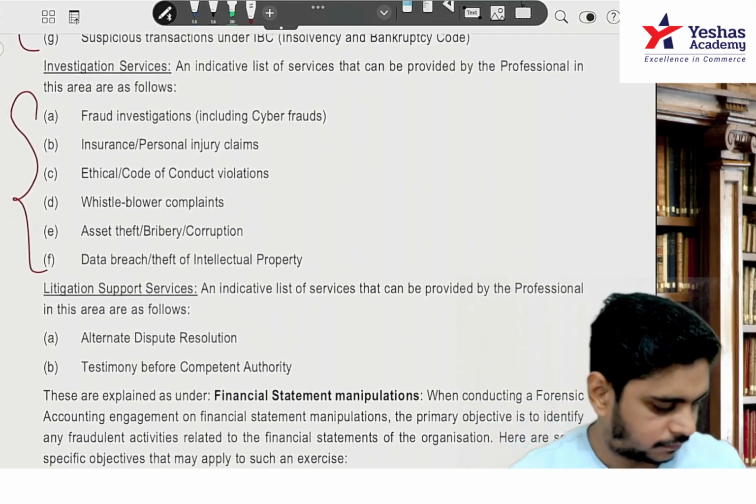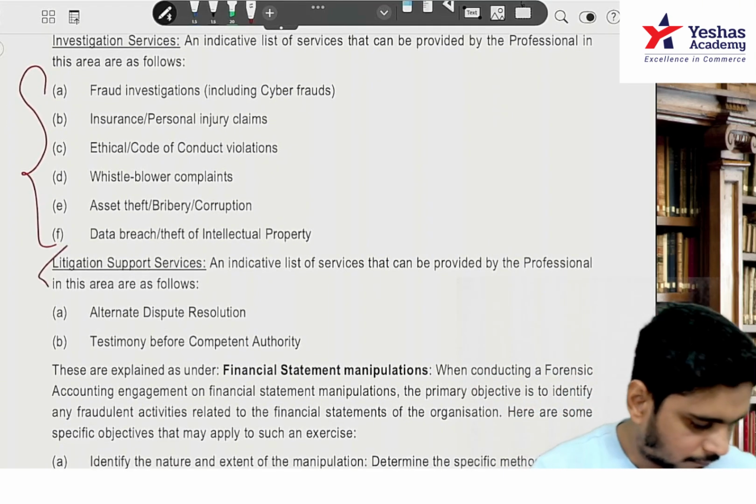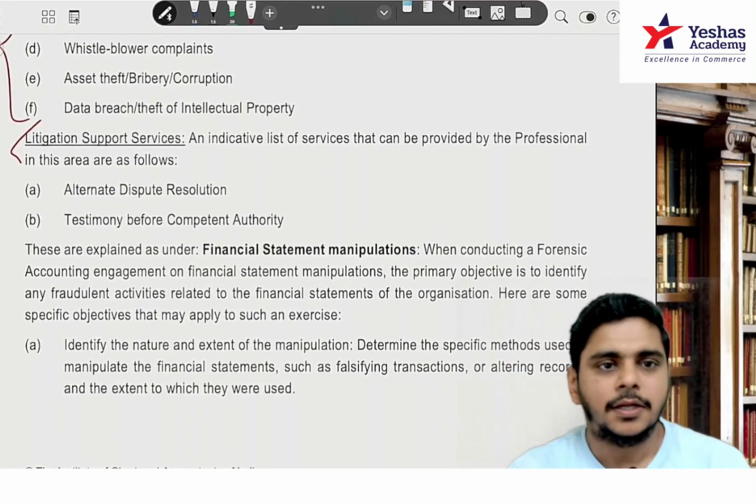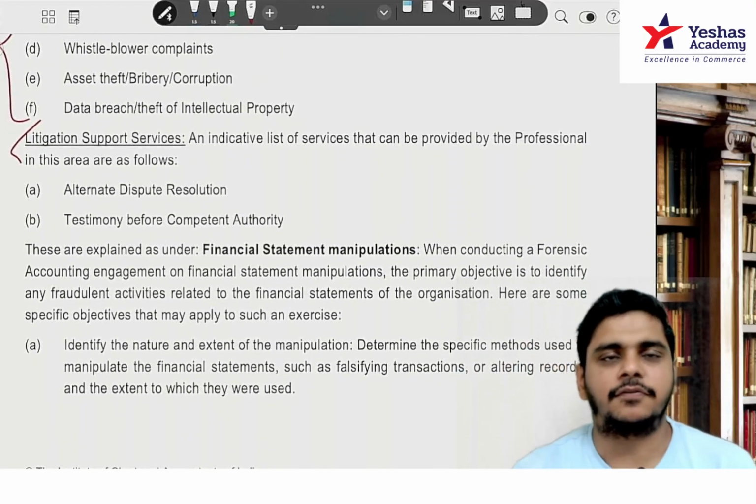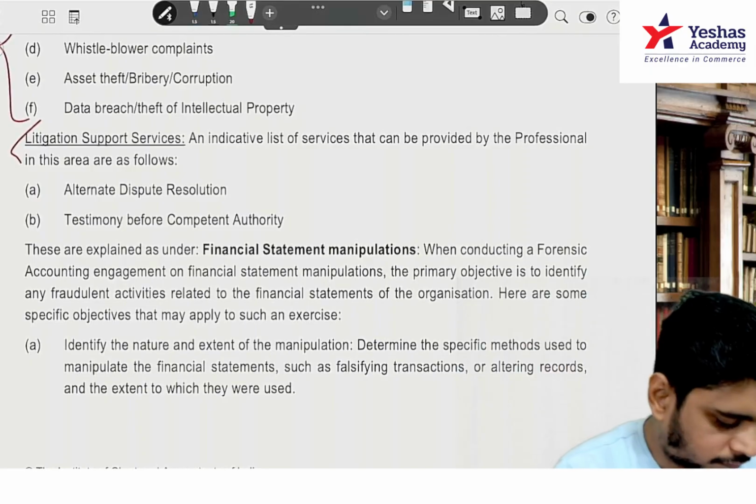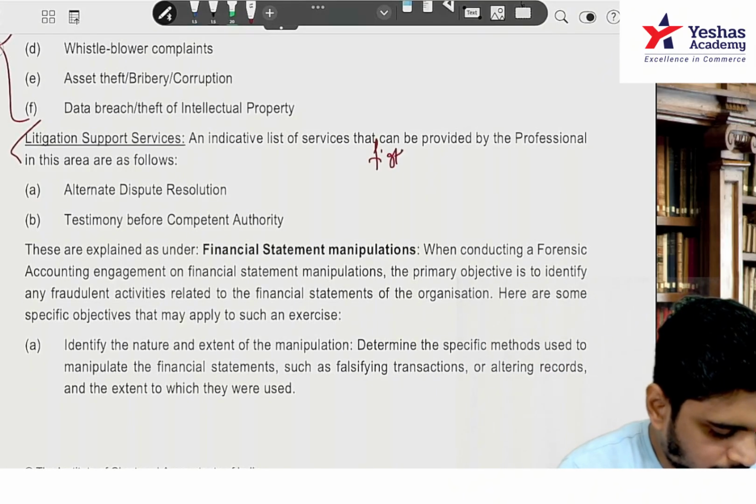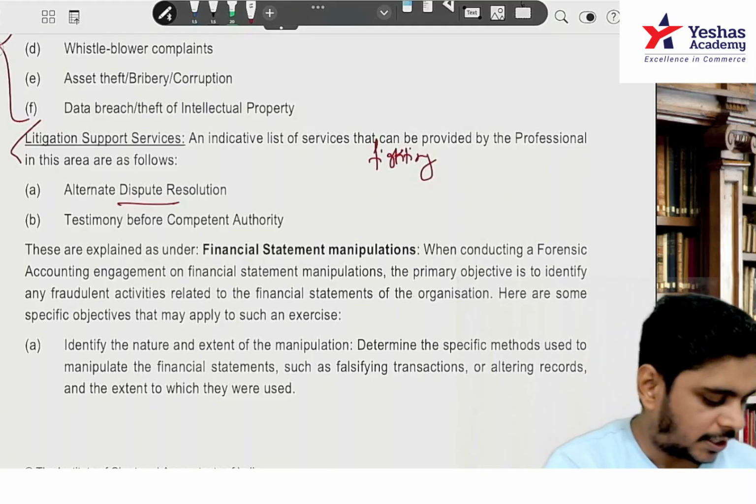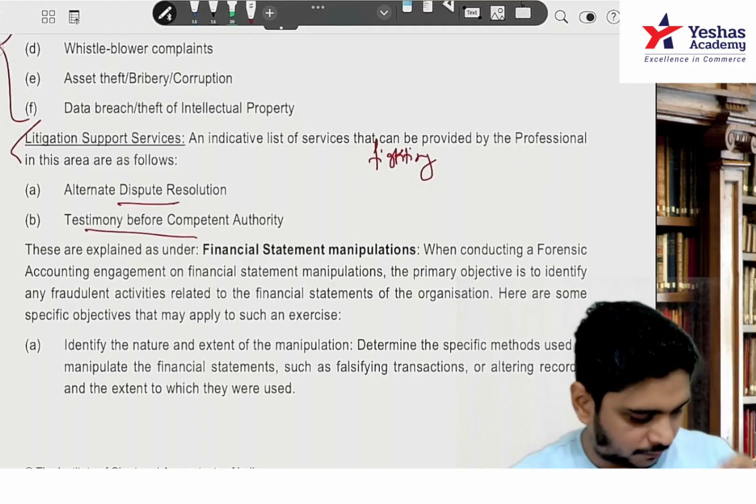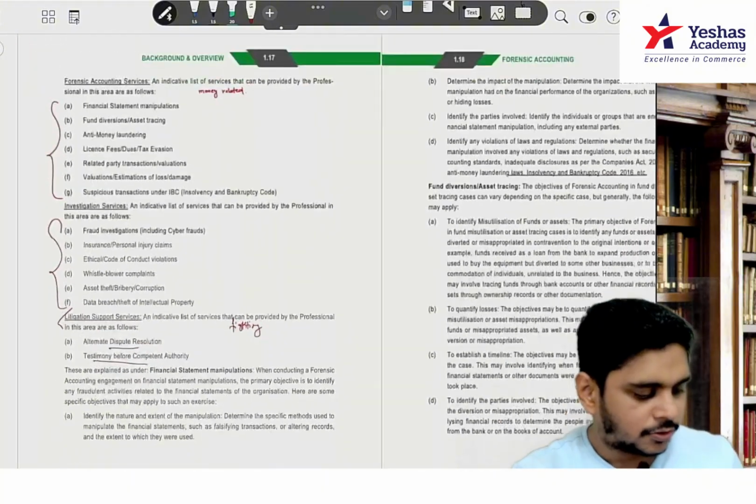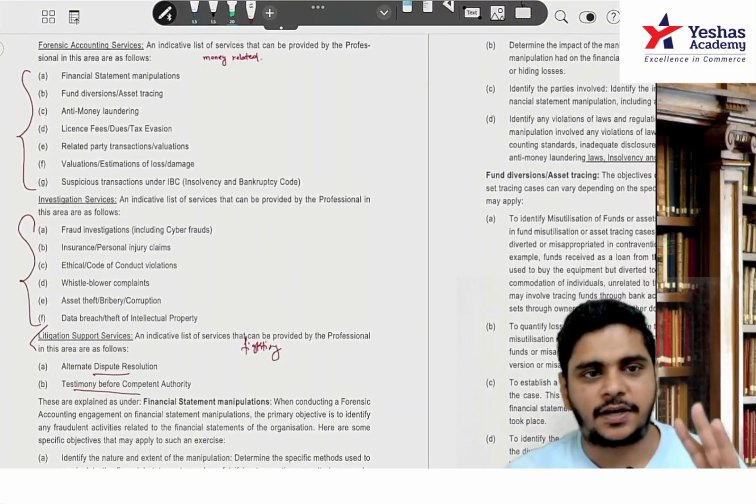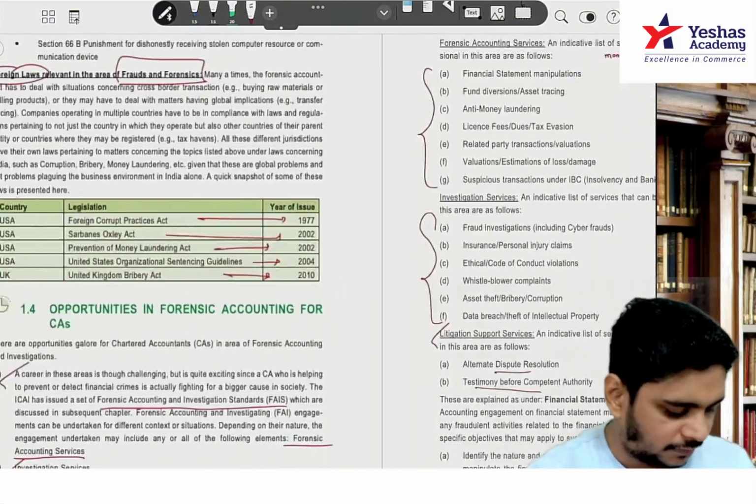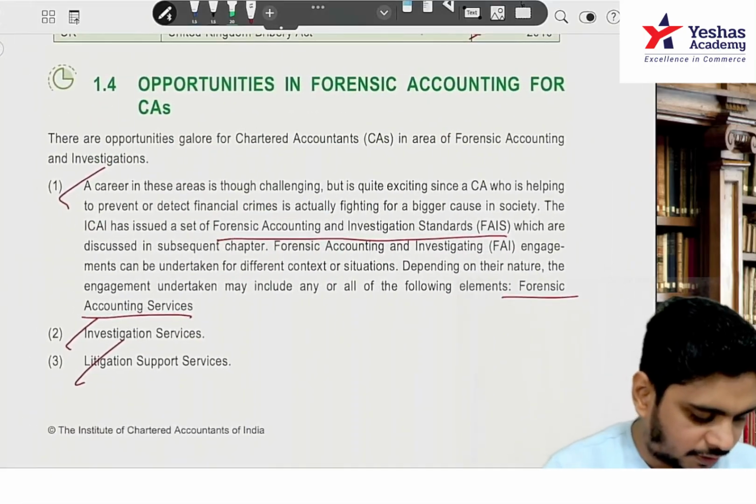Third, litigation support services. Here fighting is going on, so write here: fighting. That is alternate dispute resolution and testimony before a competent authority. So these are the services. He can give three wide kinds of services.